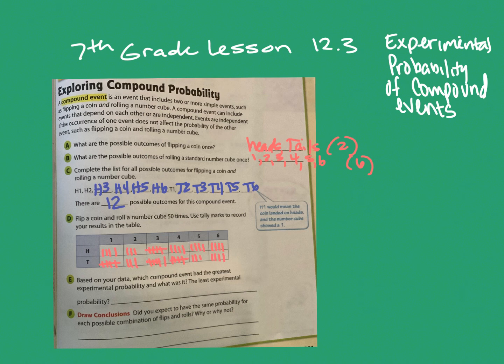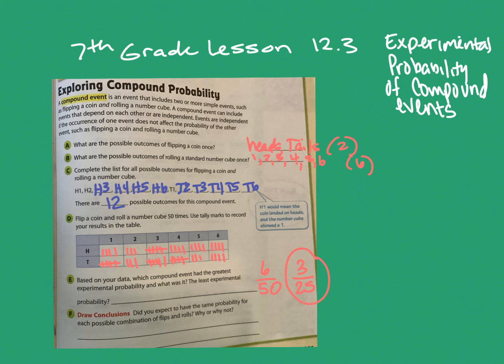Okay, so I have done my experiment. This was my outcome, all of them. They asked me, based on your data, which compound event had the greatest experimental probability, and what was it? Well, it looks like the tails and the 3 came up the most often. It was 6 times out of the 50 times that I tried. If that's a reducible fraction, go ahead and reduce it down. 2 divides into both of those. So my experimental probability, experimental meaning I did the experiment, this is the probability I have from that. My experimental probability is 3 out of 25.